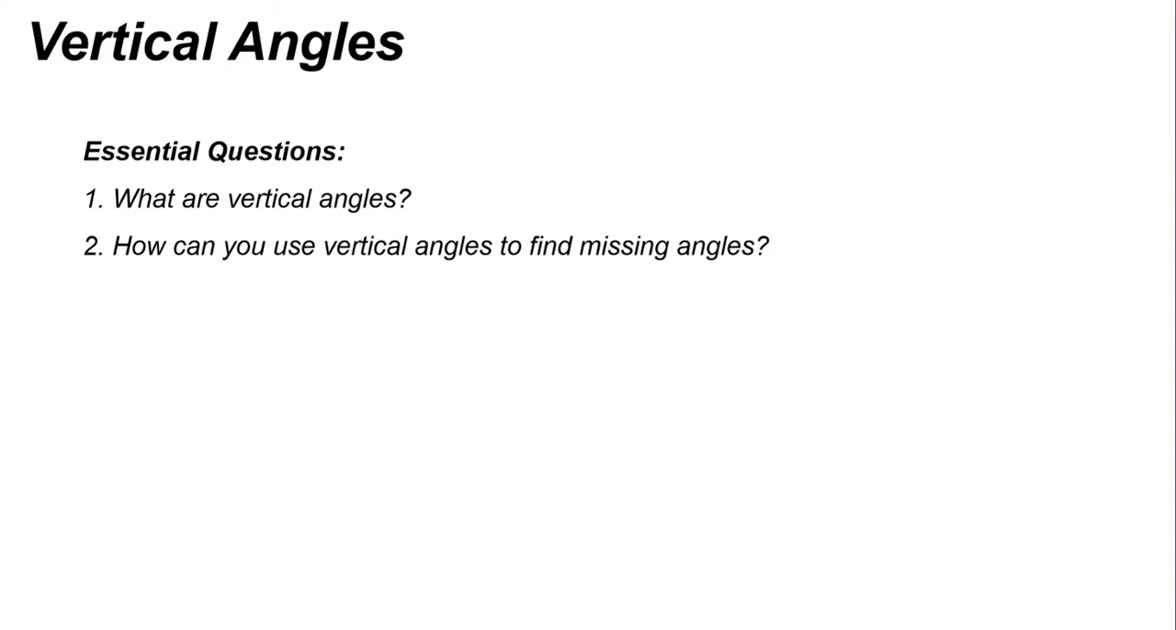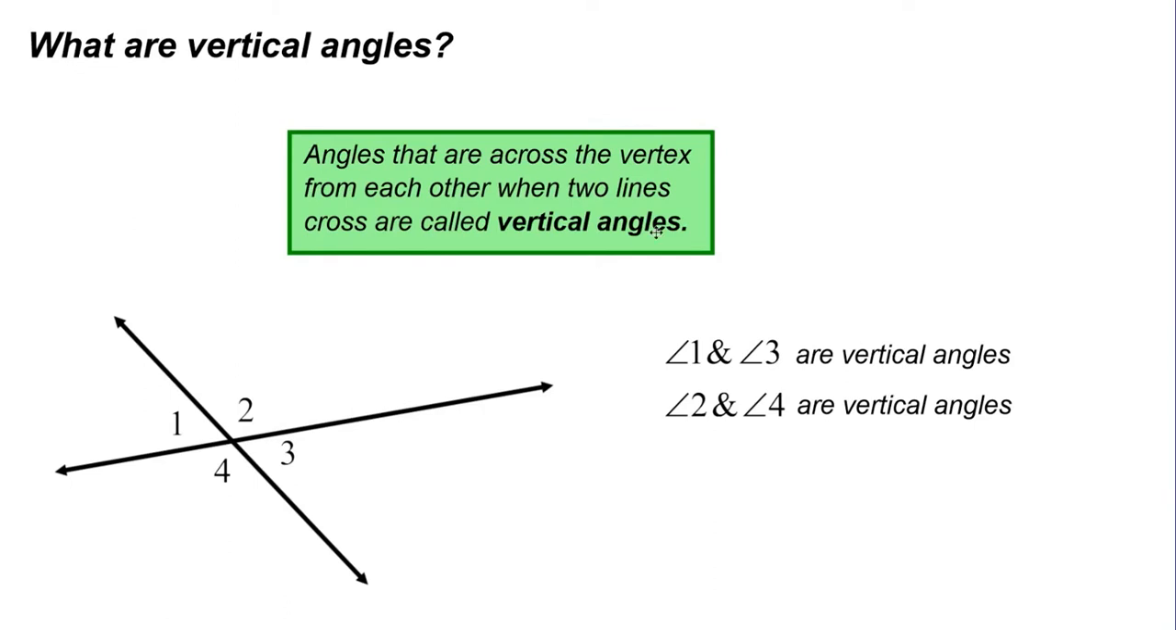In this video, we're going to be talking about vertical angles, which is one more type of angle relationship. So our essential questions are, what are vertical angles and how do you use vertical angles to find missing angles? So what are vertical angles? Angles that are across the vertex from each other when two lines cross are called vertical angles.